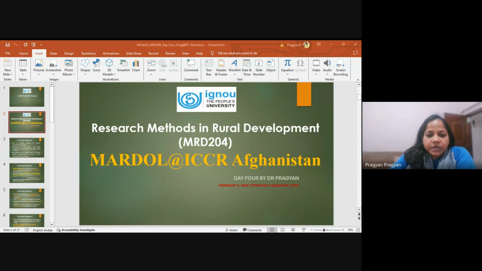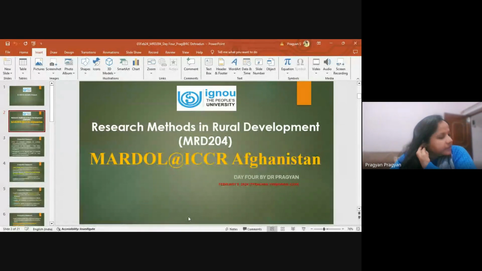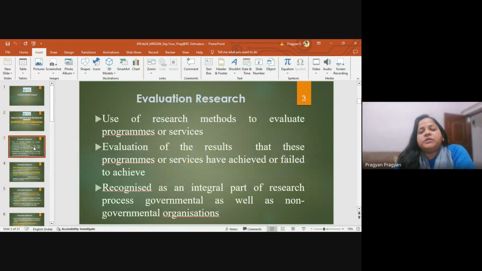So let's start today's session, and for that we have to understand that today we are going to cover Unit 7 and Unit 8 of the second block. There, first of all, we have to understand what key research methods are being appreciated and applied in this area of rural development, because these research methods are very important for our understanding.